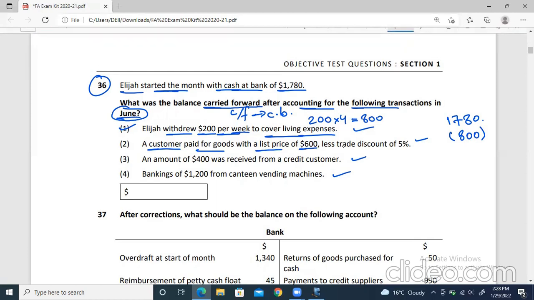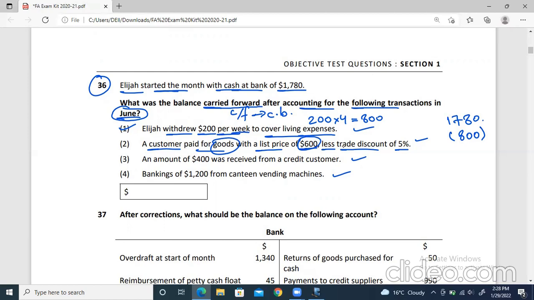You remember in the sales tax topic, this amount does not have any discount or tax added or minus. This is just a net amount. Less trade discount of 5%. So this $600 was the price for the goods that the customer bought, but it does not have any trade discount minus yet. We have to minus it right now.